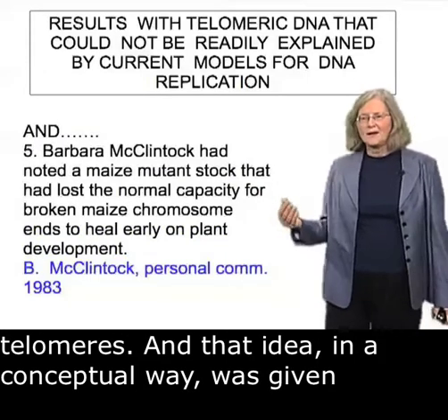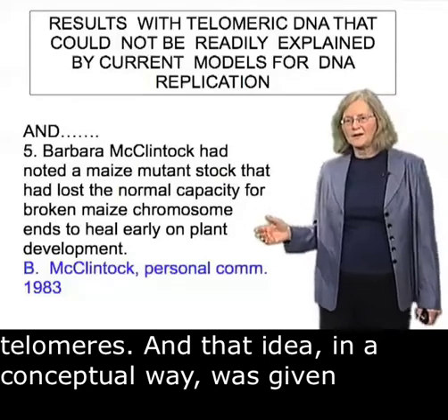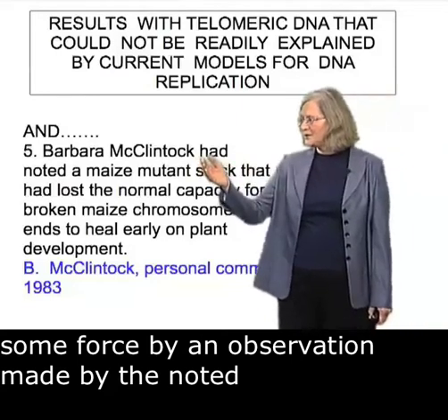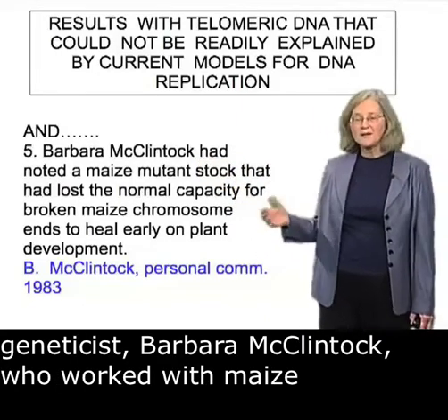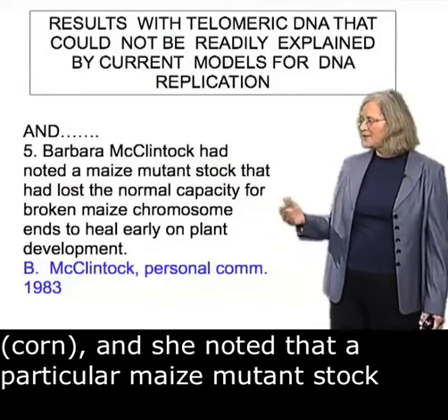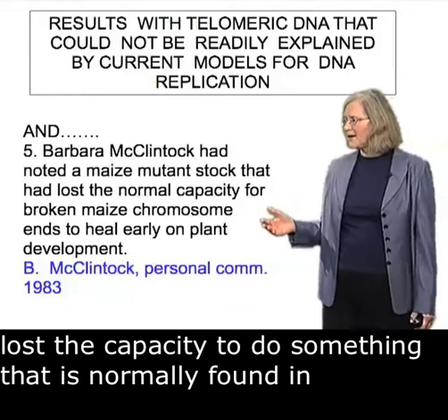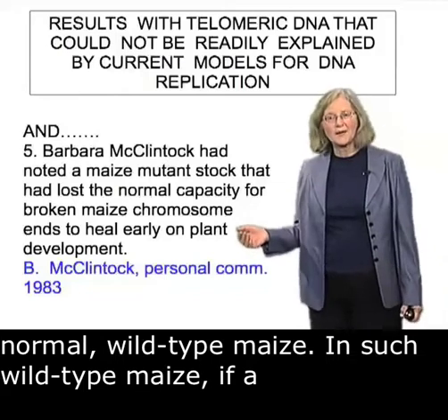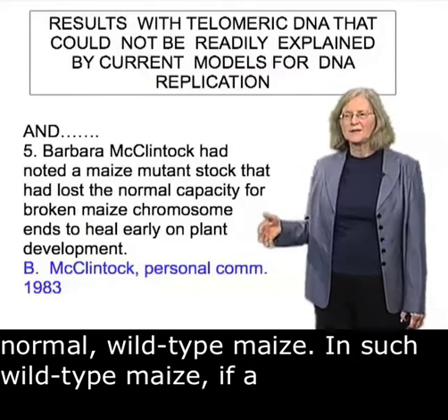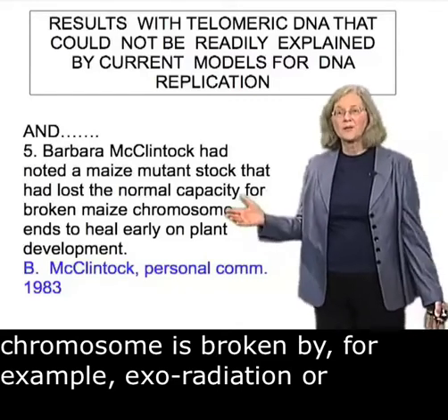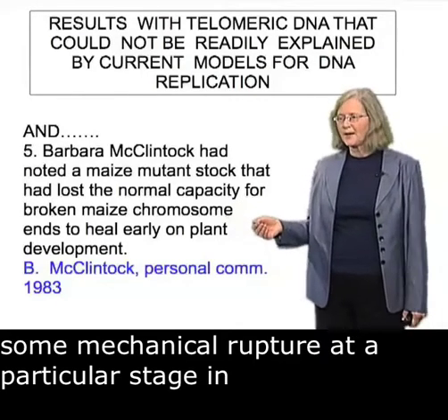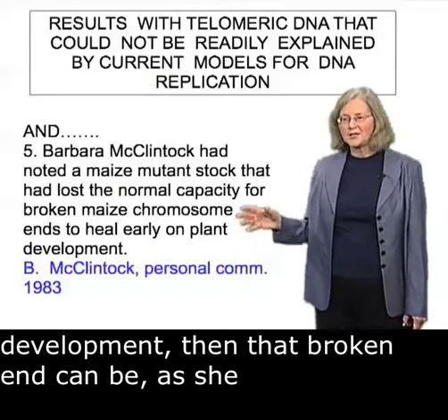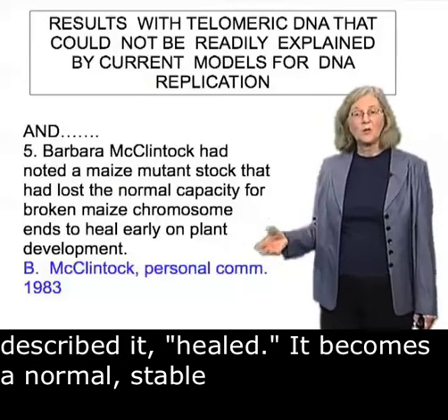And that idea, in a conceptual way, was given some force by an observation made by the noted geneticist Barbara McClintock, who worked with maize, corn, and she noted that a particular maize mutant stock lost the capacity to do something that is normally found in normal wild-type maize. In such wild-type maize, if a chromosome is broken by, for example, X-irradiation or some mechanical rupture, at a particular stage in development, then that broken end can be, as she described it, healed. It becomes a normal, stable telomere.